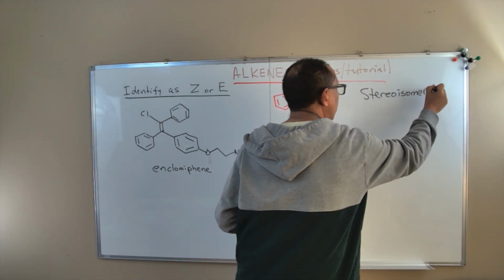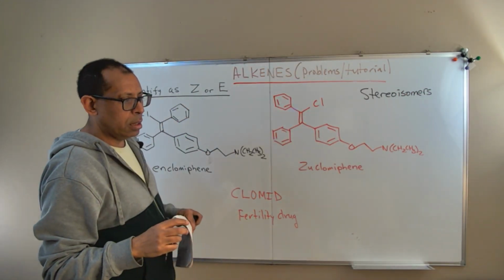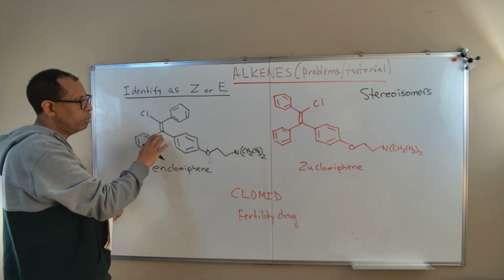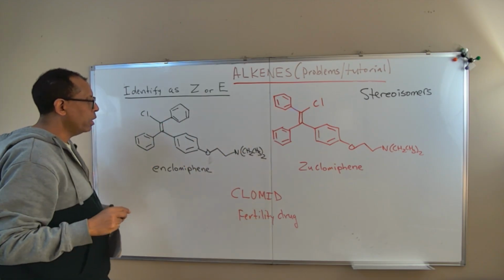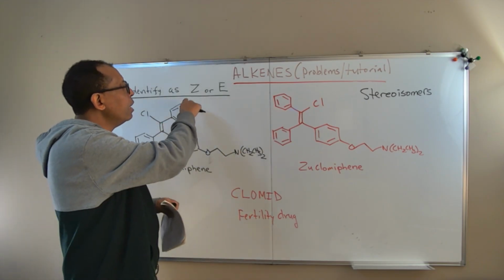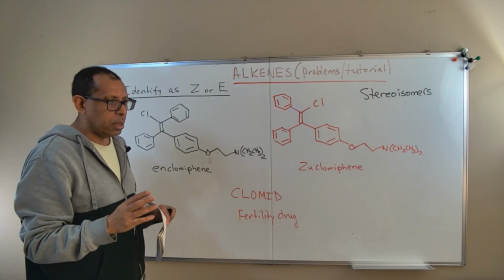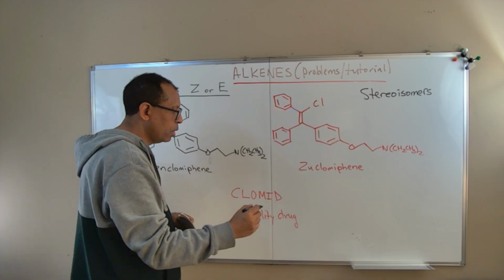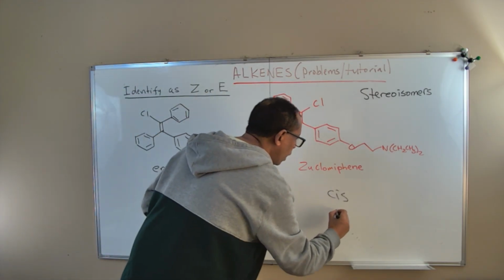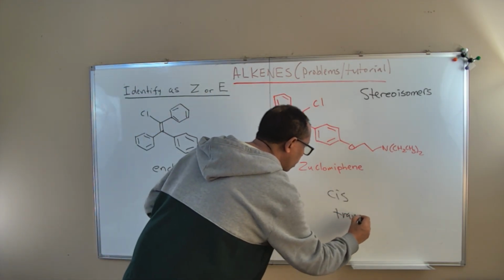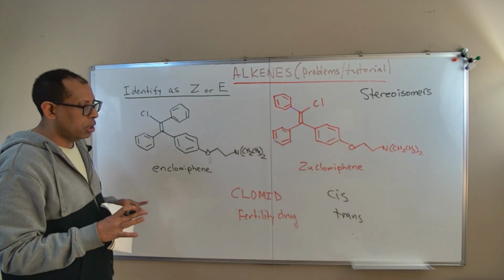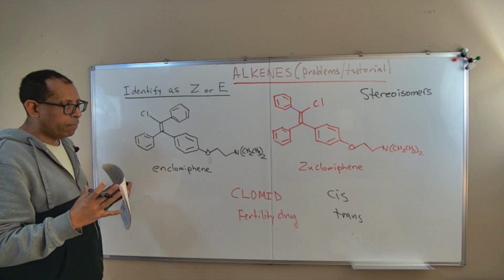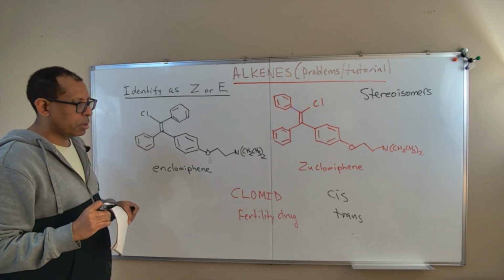The relationship between E and Z is a stereoisomer. Now we are asked to identify each molecule as Z or E. The Z and E designation is an important distinction to know from cis and trans. Cis and trans also can be used, but under a specific condition. Z and E are a more universal way of identifying the stereoisomers.